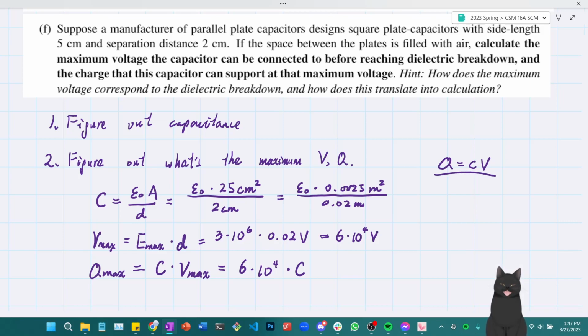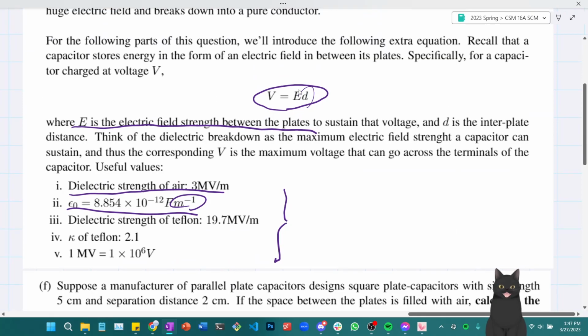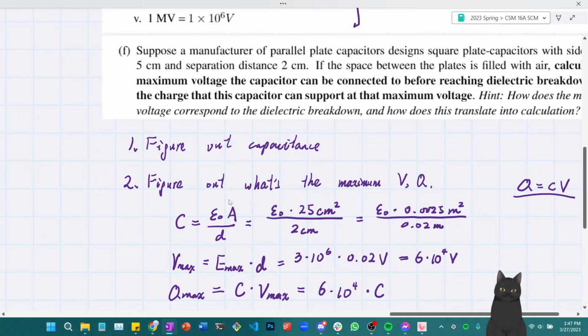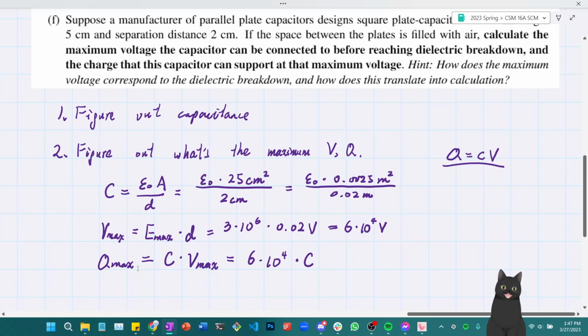We know that V max, which is what we need to calculate Q max, is equal to the maximum possible electric field strength times the distance between the plates. And we know that the maximum electric field strength is equal to 3 megavolts per meter based on the question description. So then we get the value of Vmax, and we multiply that by the capacitance of the capacitor to see what's the maximum amount of charge a capacitor can hold.